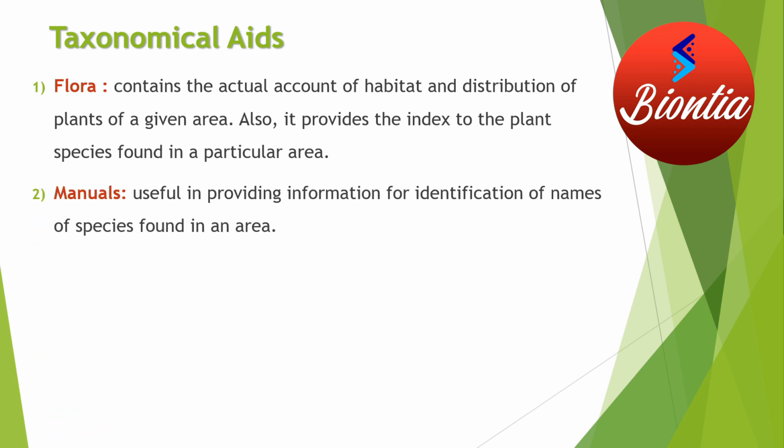Next comes the manual. It's a book, you know what a manual is. So a manual, regarding the taxonomical aid, provides information for identification of names of species found in a given area. That's a manual. Now another one is the monograph. Mono means single, so obviously it targets only one taxon. So the information is regarding only one taxon, it may be a species or it may be related to the genus, etc.